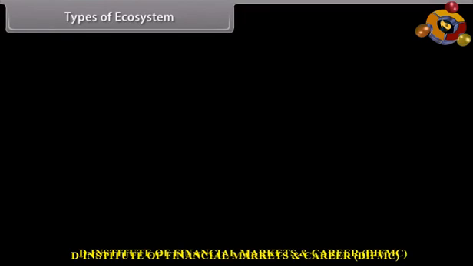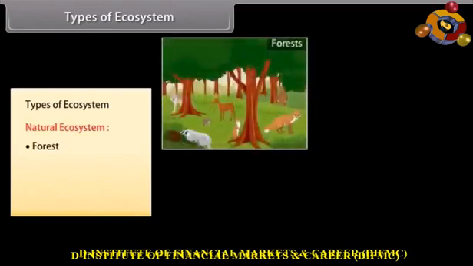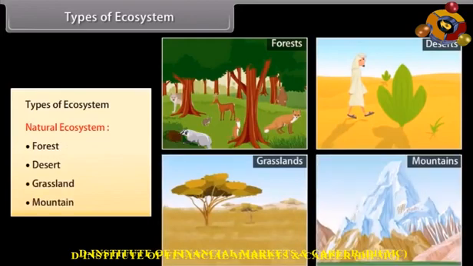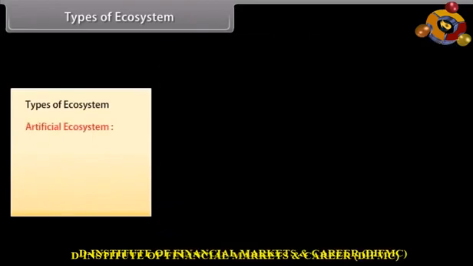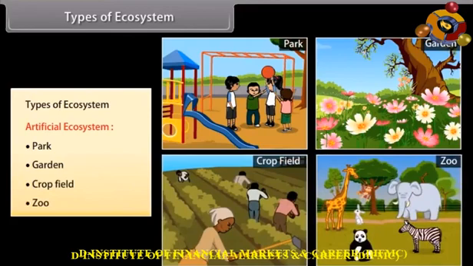Types of ecosystem. There are two different types of ecosystems. They are 1. Natural ecosystem, in which we have forests, deserts, grasslands, mountains, etc. and 2. Artificial ecosystem, in which, for example, parks, gardens, crop fields, zoo, etc. exist.